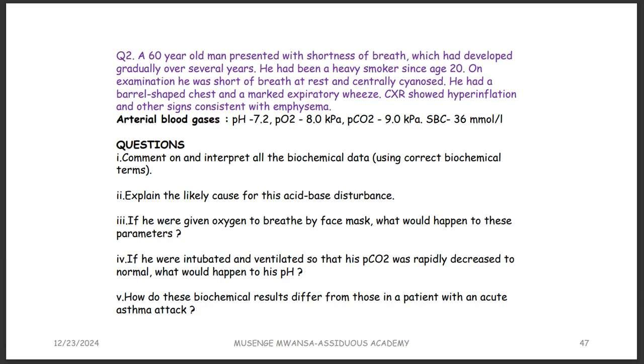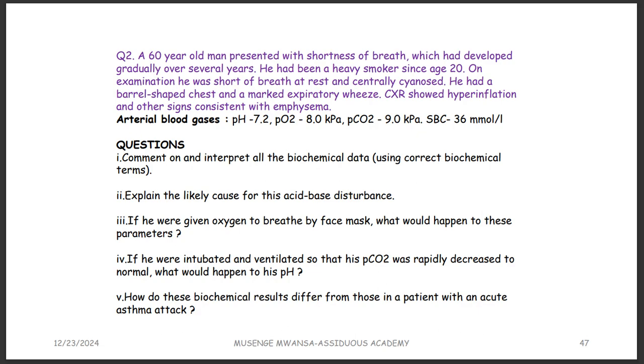So what happens, the rapid correction of the partial pressure of carbon dioxide to normal is going to be a problem, because remember SBC is high here, right? So if you reduce the partial pressure of carbon dioxide to normal and the bicarbonate is still high, it's going to cause metabolic alkalosis. It changes into metabolic alkalosis because here the partial pressure of carbon dioxide has been decreased, so it's no longer the acidosis. It's going to go into the alkalosis because the bicarbonate is still high.